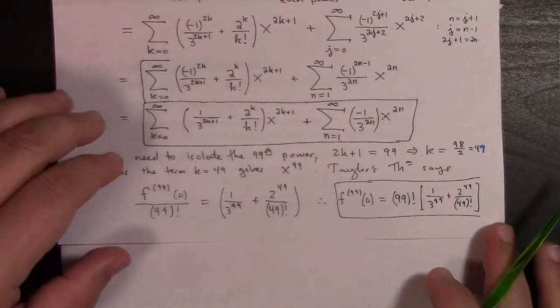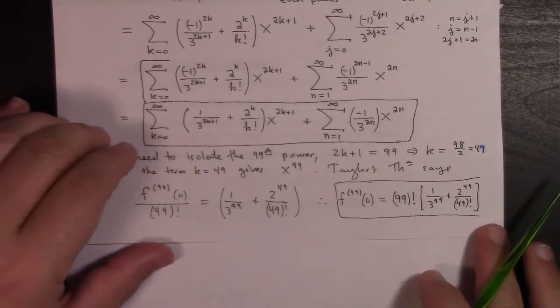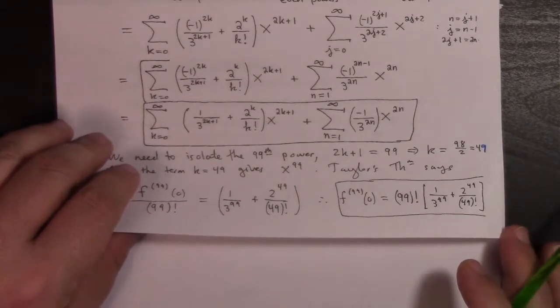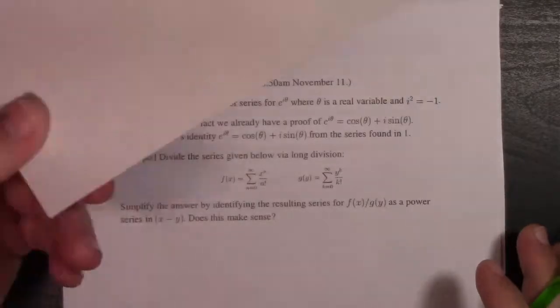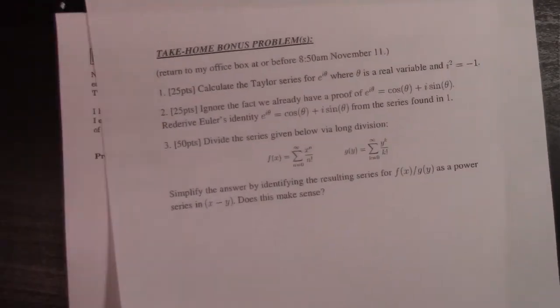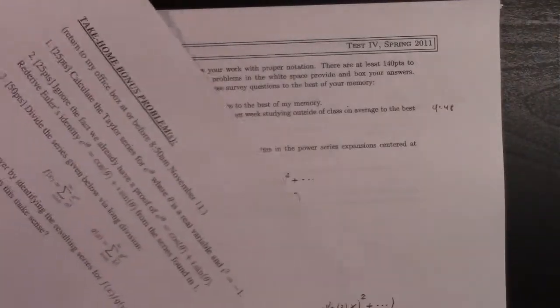So, yeah, I don't actually expect you to differentiate 99 times and then plug in 0. That would be unfriendly. Take-home bonus problems. Well, we don't care about that. It's kind of fun to look at them, but anyway.